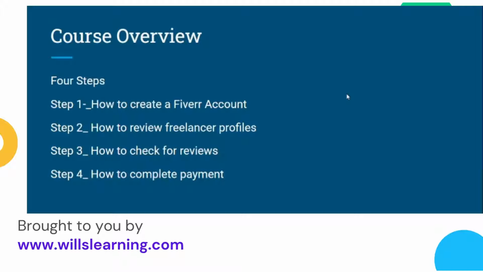So in summary, this short course is divided into 4 steps. Step number 1 is how you can create a Fiverr account using either your email or Facebook account. Step number 2 is how to review freelancer profiles on fiverr.com. Step number 3 is how to check for reviews on individual freelancers listed on fiverr.com. Then the last step is how to complete your payment so that you can download your completed video explainer.